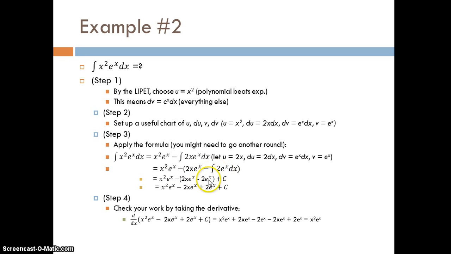We finally got down to an integral that's easy to find the antiderivative for. And distributing our negative, we get x squared e to the x minus 2x e to the x plus 2 e to the x plus c. And you can, again, always check your work by taking the derivative, and you'll see that a lot of the terms cancel out, so we're just left with that x squared e to the x part.